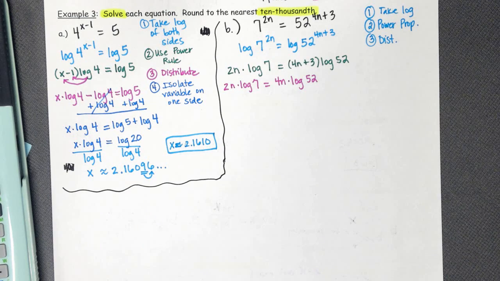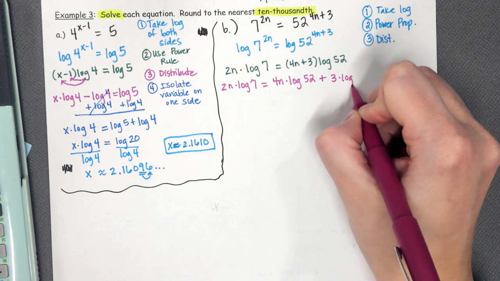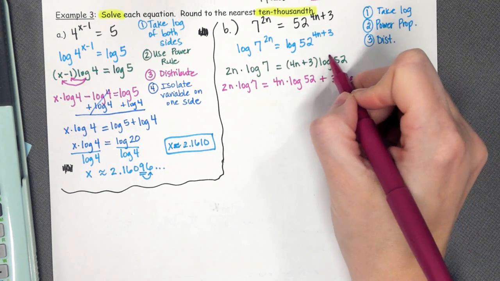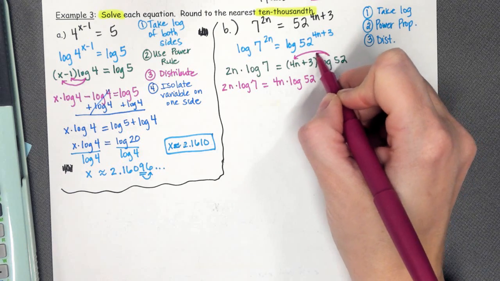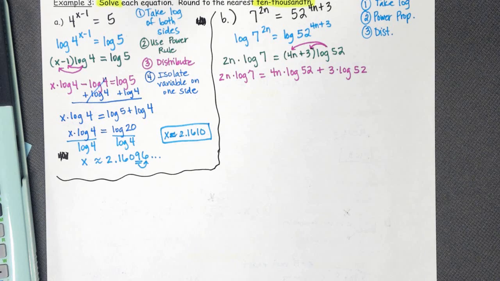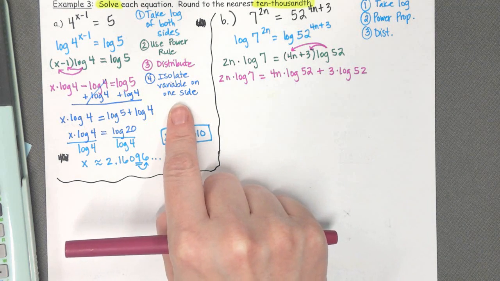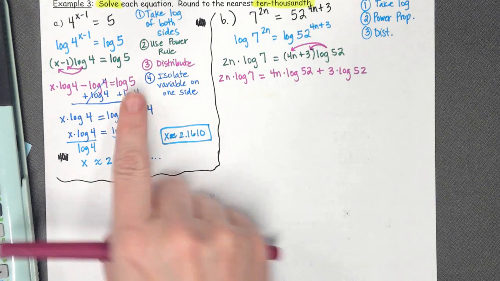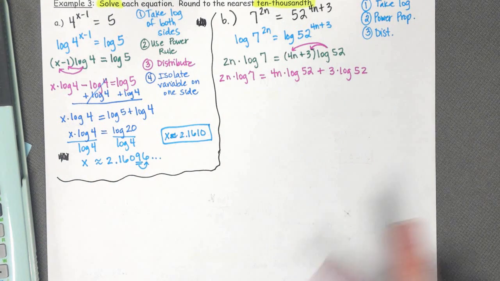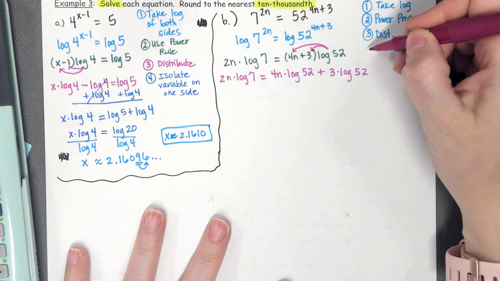Plus 3 times the log of 52. So you're multiplying the log of 52 by 4n and 3, and this is what it looks like. Now, this is a little different from the first one that we did, because after we distributed, we were able to isolate the variable on one side pretty quickly, but we have 2 variables now. So what we're going to do is get the variables on one side.